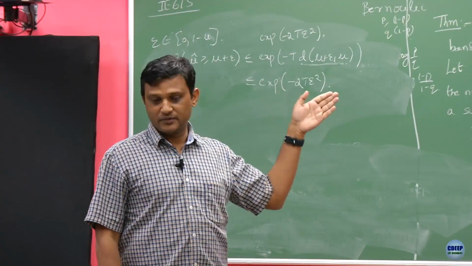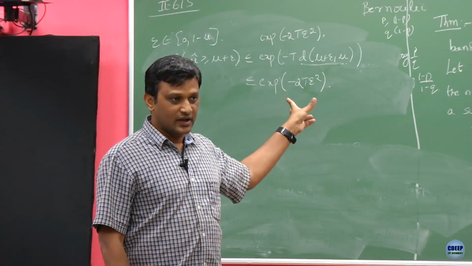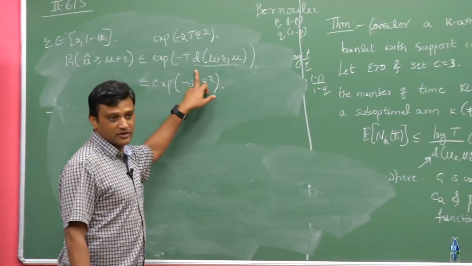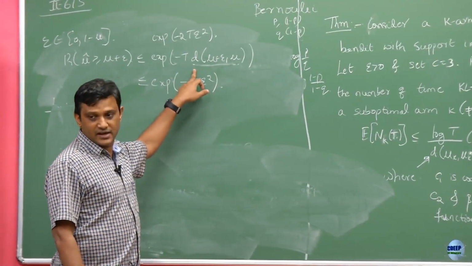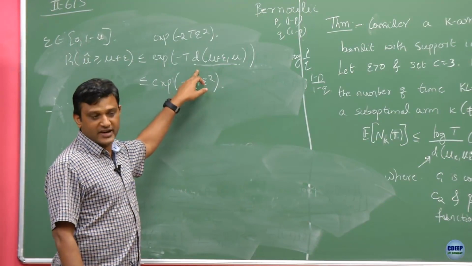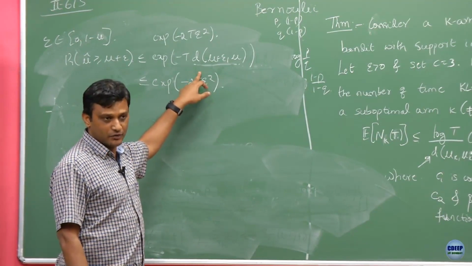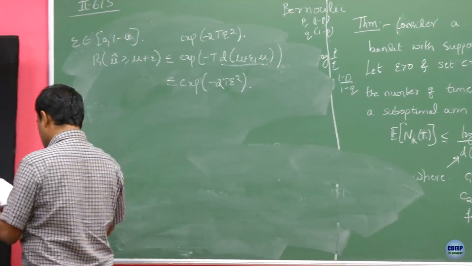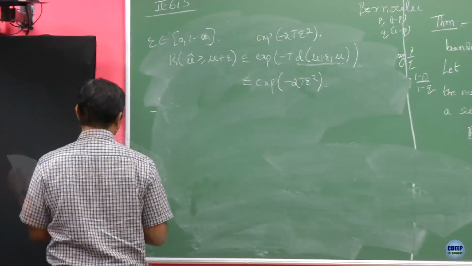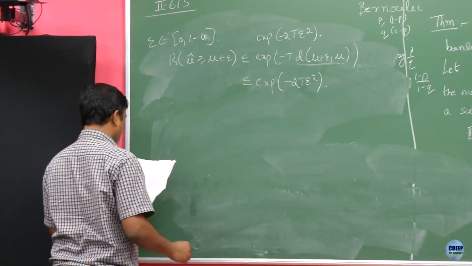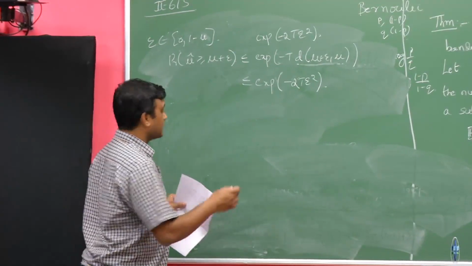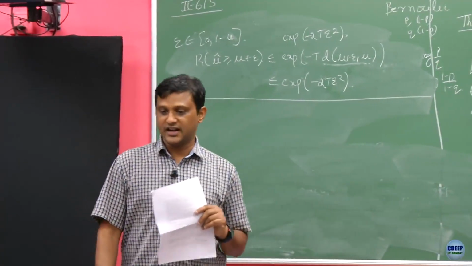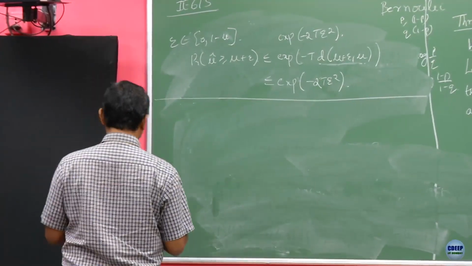So KL-UCB exactly exploits this, and that is why it is able to give all the bounds in terms of the divergence, and they happen to be tighter than the UCB bounds. So let us quickly go through the proof of this one. It will be a good exercise for us to repeat somewhat what we have already done in the class before last.